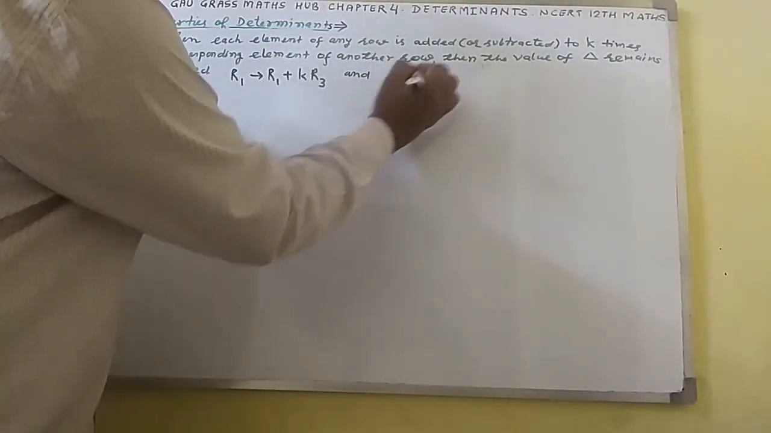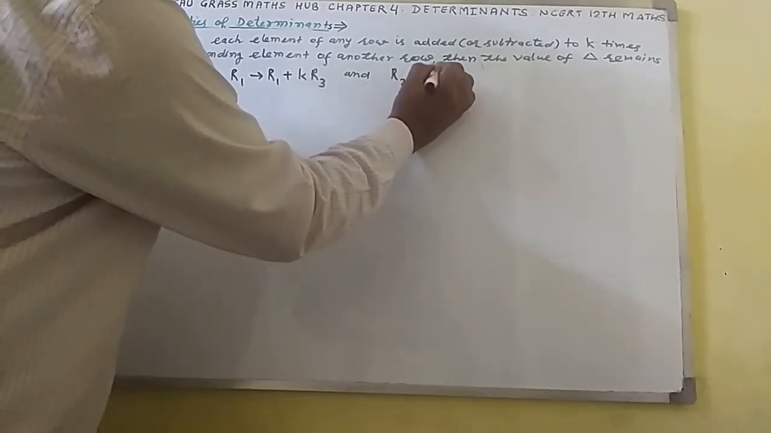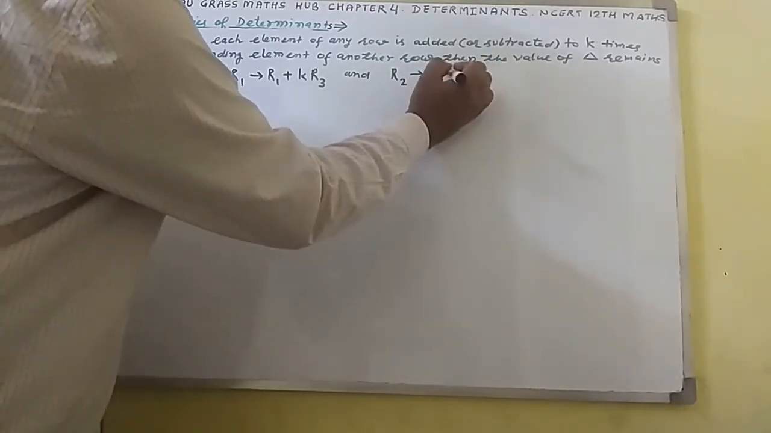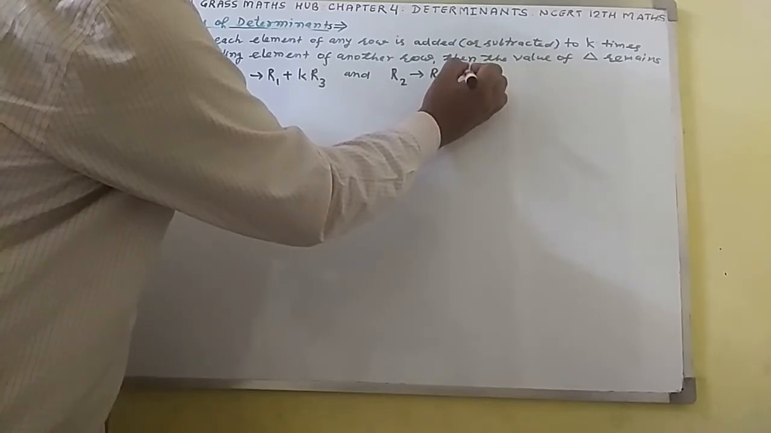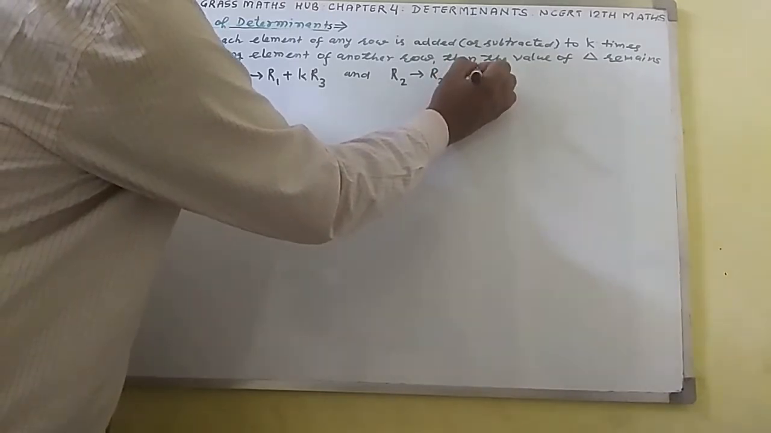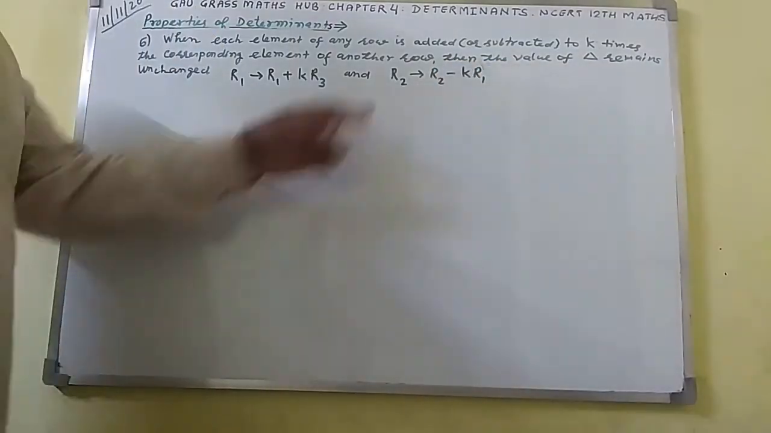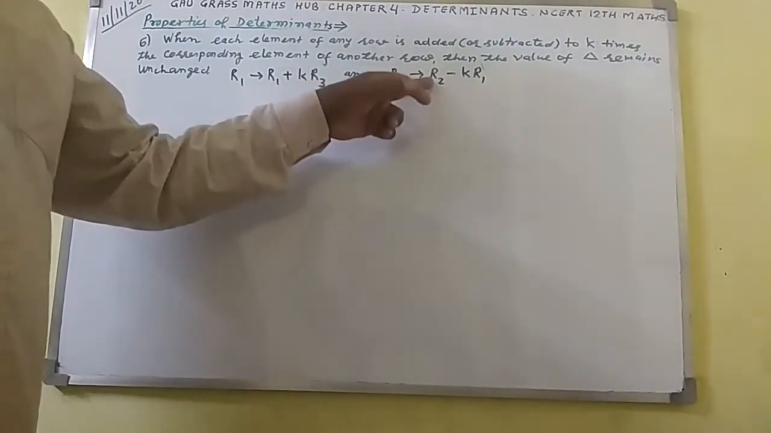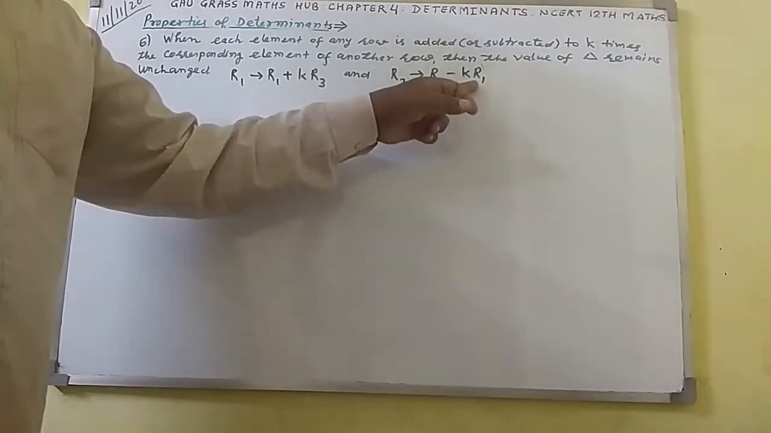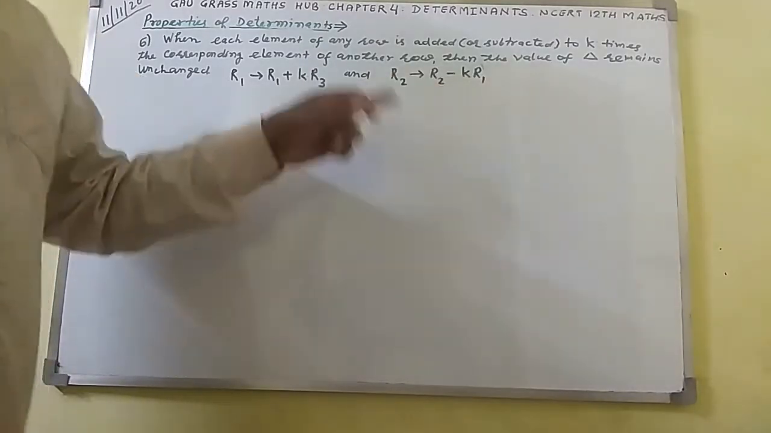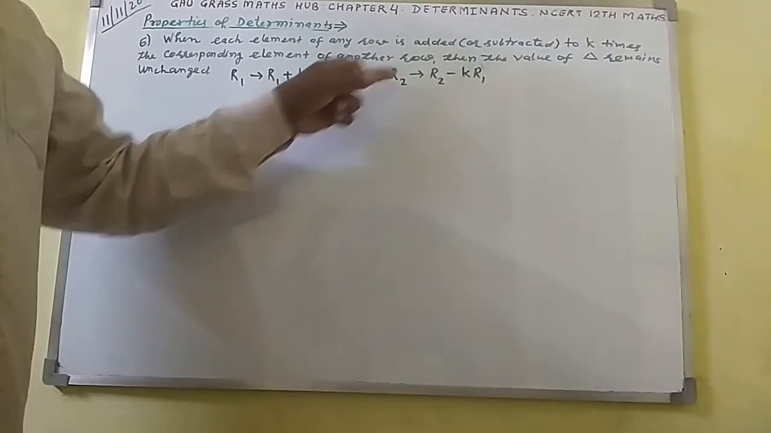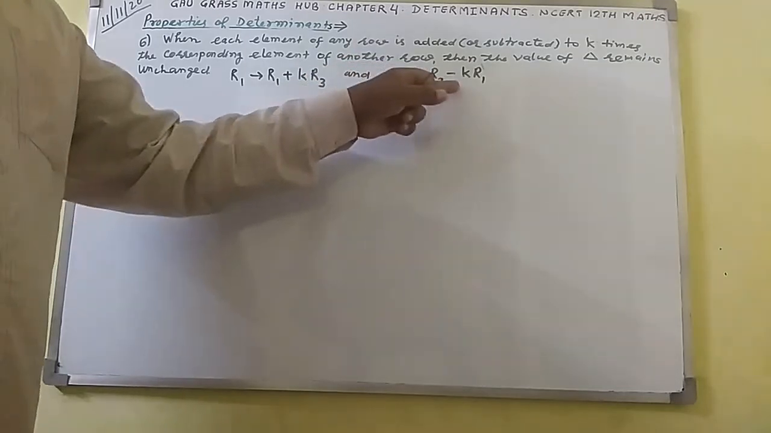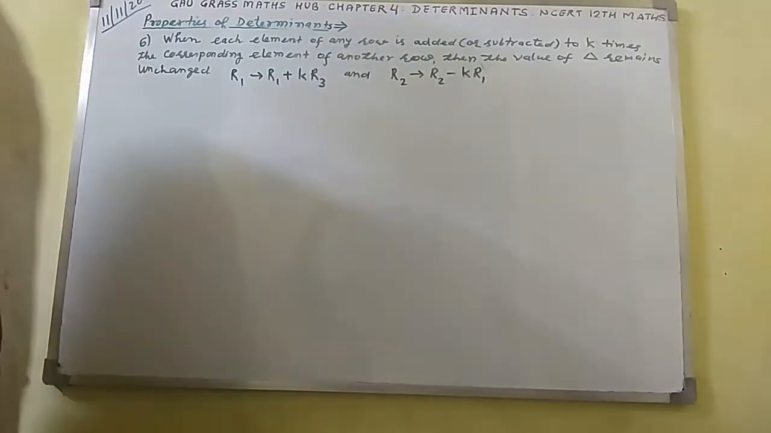R2 goes to R2 minus k times R1. R2 means row number 2 and R1 means row number 1. R2 goes to R2 minus k times R1.